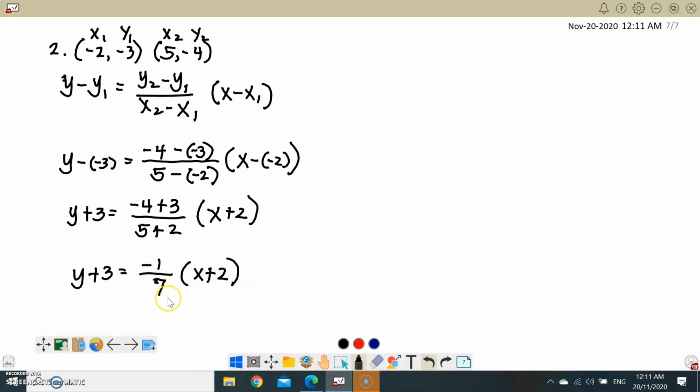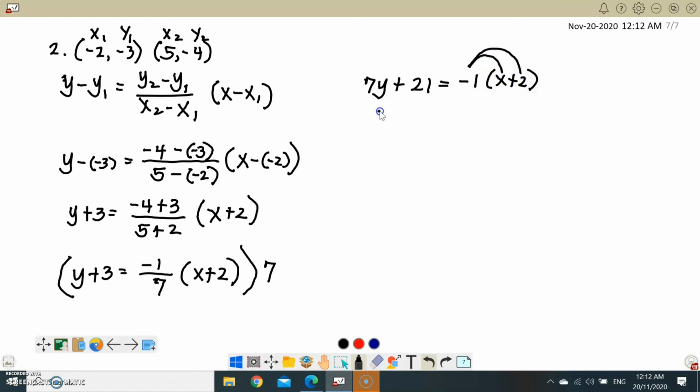If you notice, you have here a denominator. So for us to remove the denominator, we need to multiply the whole equation by 7. So 7 multiplied by y is equal to 7y, plus 7 multiplied by 3 is 21, equals 7 multiplied by negative 1, which is negative 7, divided by 7, which is negative 1, multiplied by x plus 2. So we distribute negative 1 to x and positive 2. So you now have 7y plus 21 is equal to negative 1 times x, which is negative x. Negative 1 multiplied by positive 2 is negative 2.